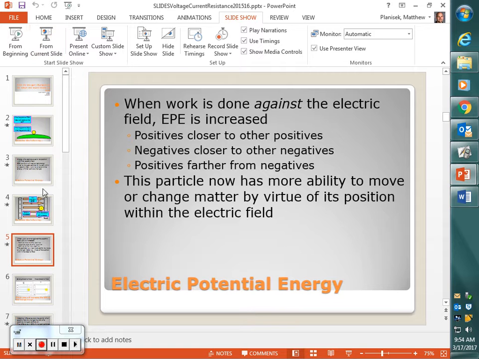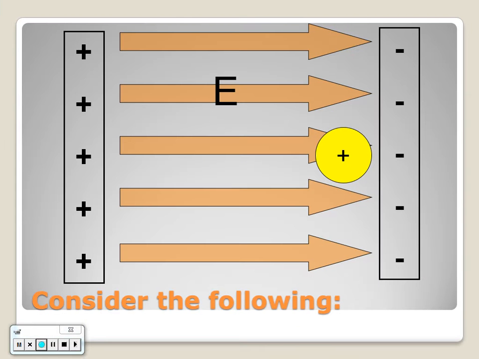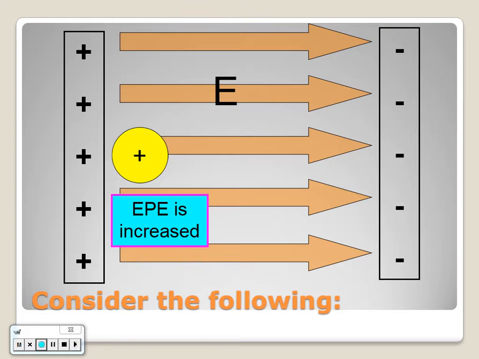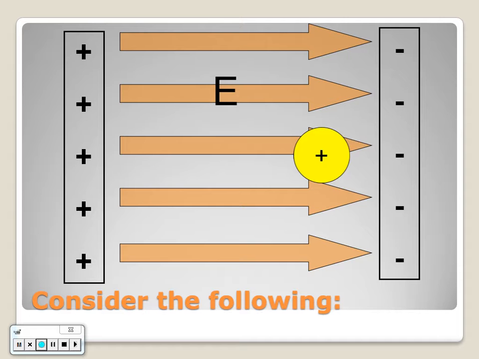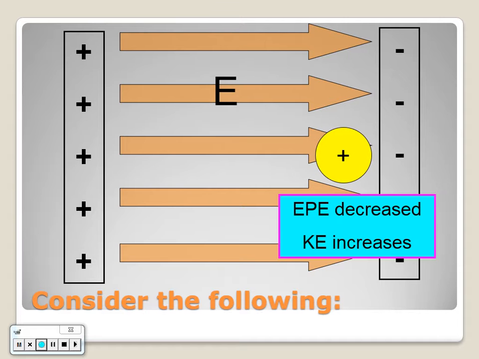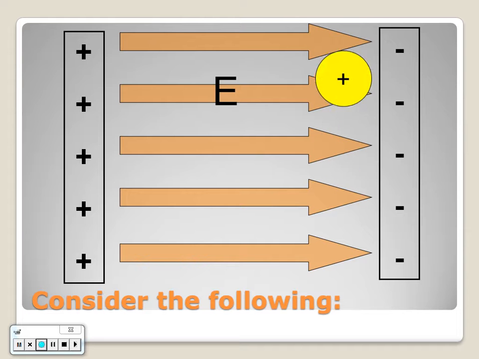Going back to this picture here, right? Sorry, we got those three things? We good with that? Okay. All right. So, against the field, increase the potential energy, right? If it moves with the field, potential energy decreases, but kinetic energy increases, right? What if I move it that way? What if I move it perpendicular to the field?